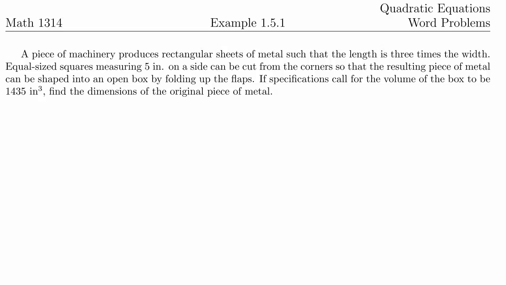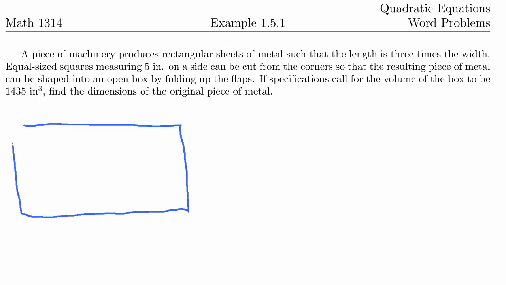Okay, we've read it once. Then we really look for what it's asking for. That's usually at the last part of the problem. Here, it says, find the dimensions of the original piece of metal. Now, the original piece of metal is a rectangular sheet. So what I'm going to do is draw a rectangle, or a reasonable facsimile of one. Okay, so I have a rectangle.